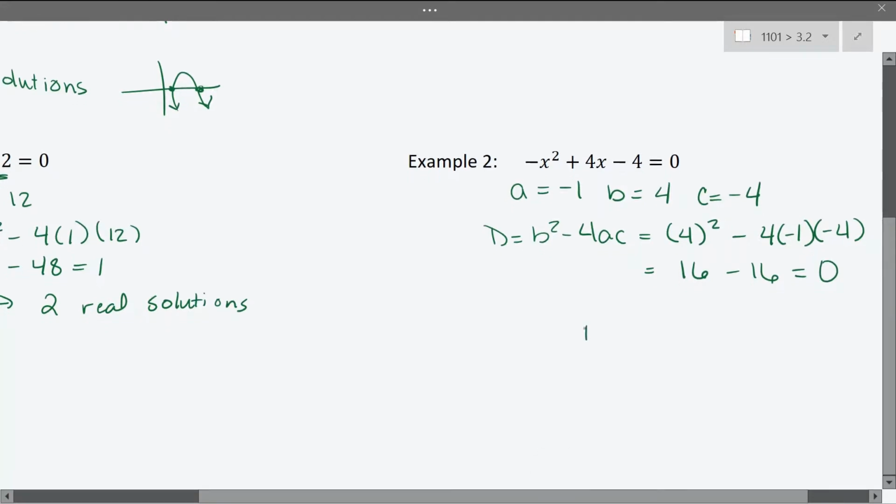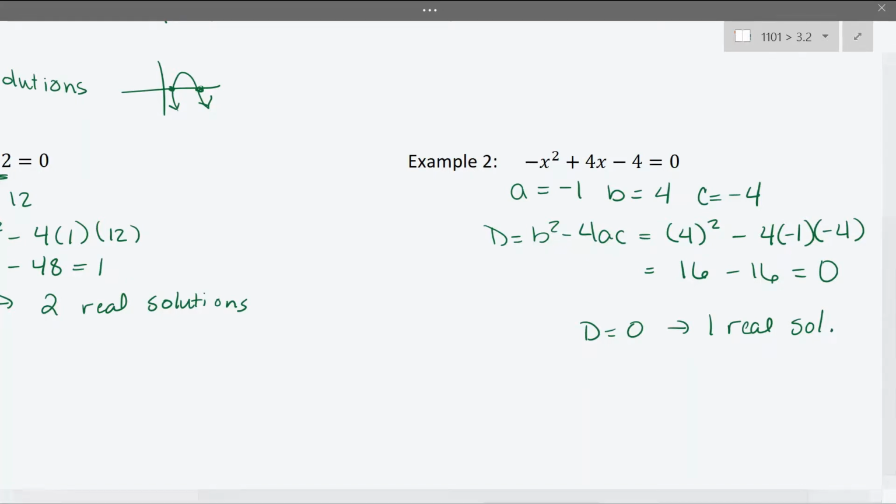So here, d equals 0, so that tells us we have one real solution. So that tells us that if we were looking at the graph of this function, it would touch the x-axis in only one place.